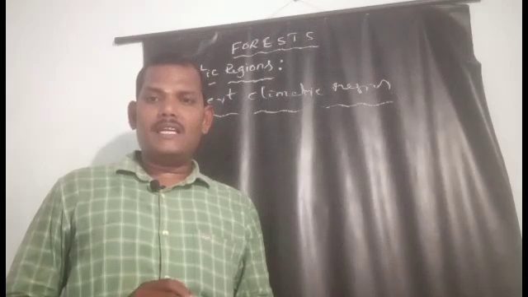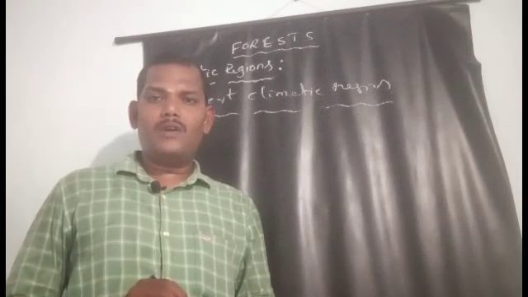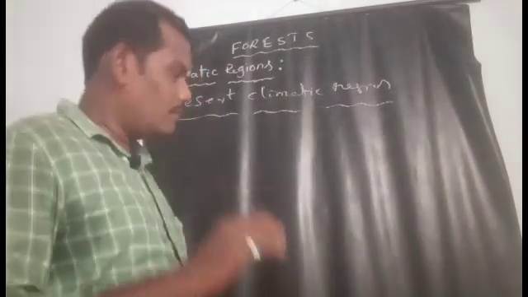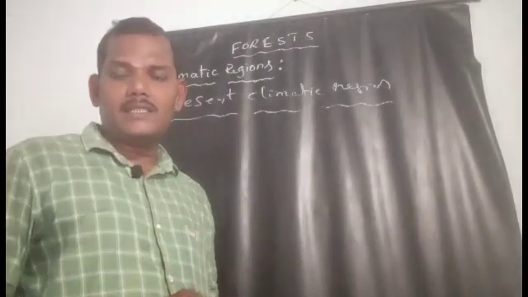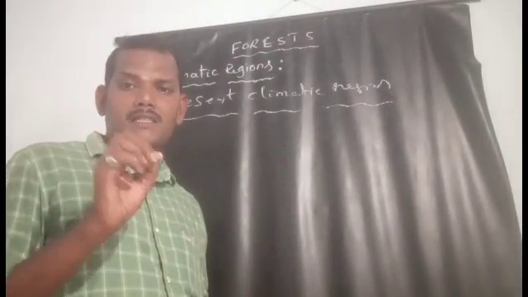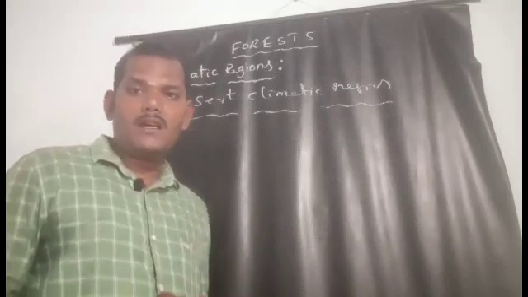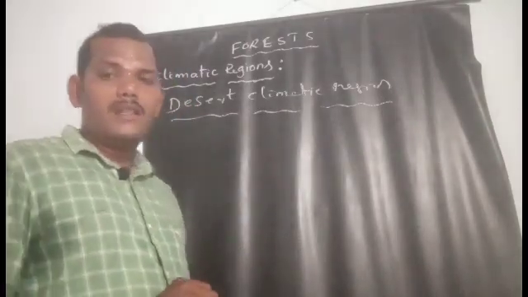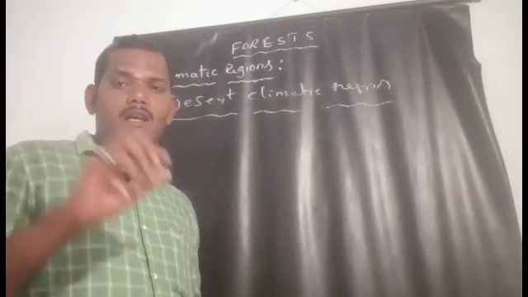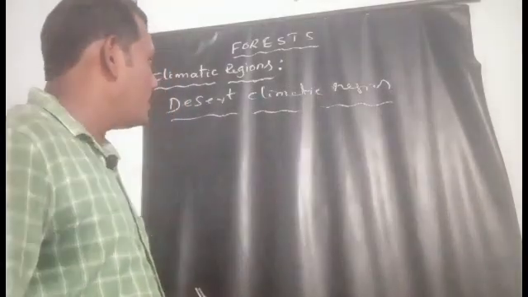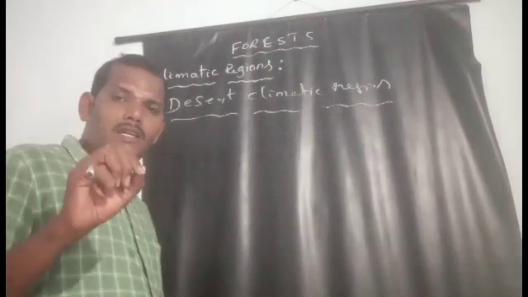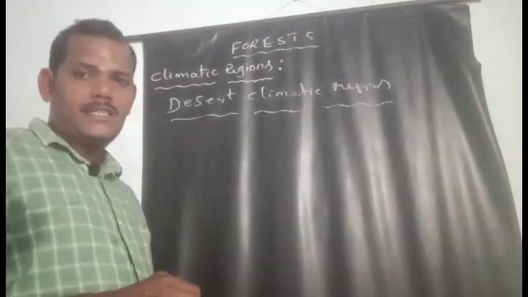Generally the world can be divided into 7 climatic regions, based on the temperature and the rainfall. In the last session, I discussed the equatorial region and the savanna region.